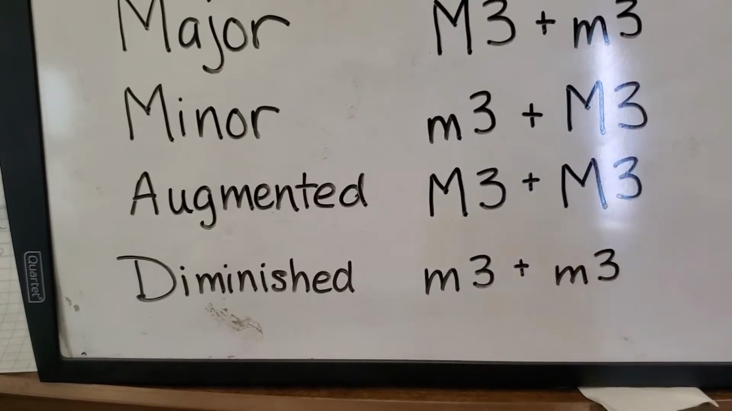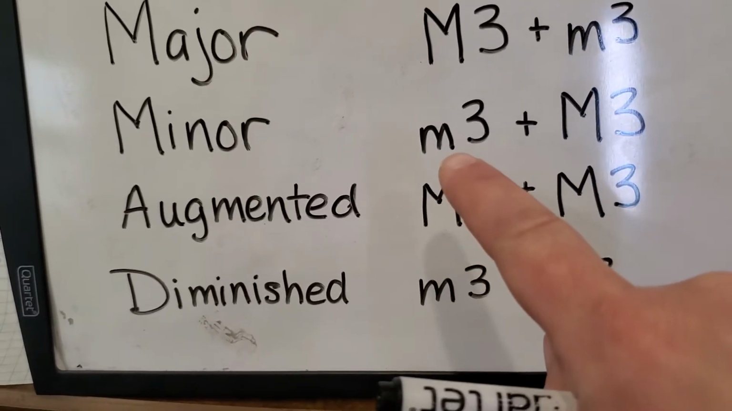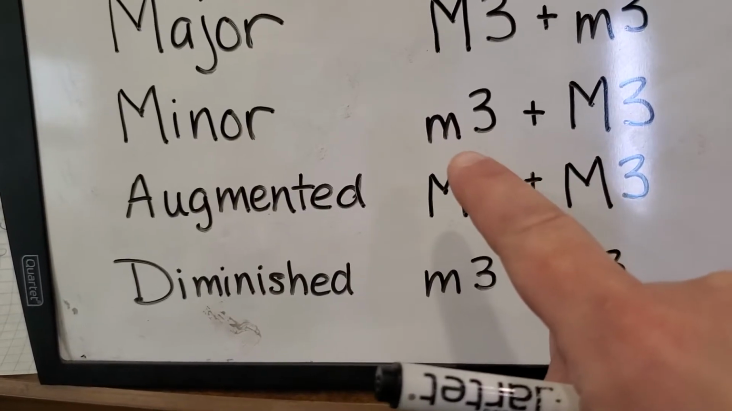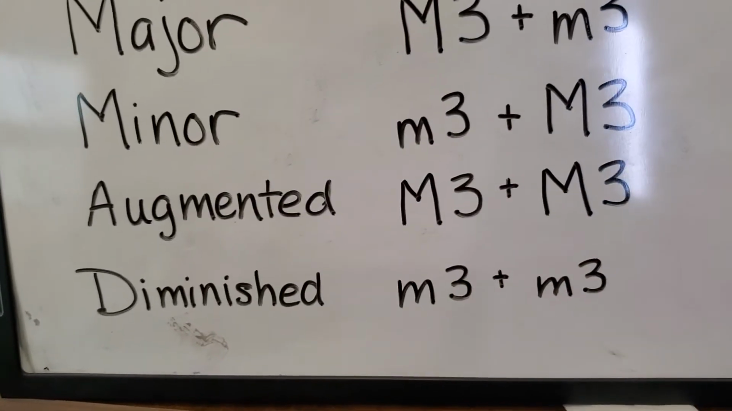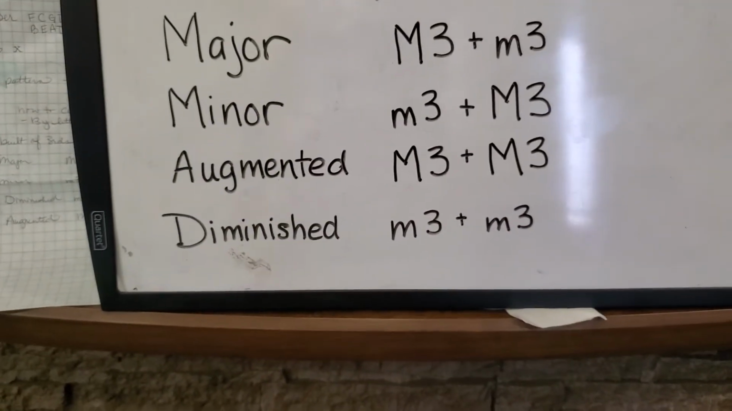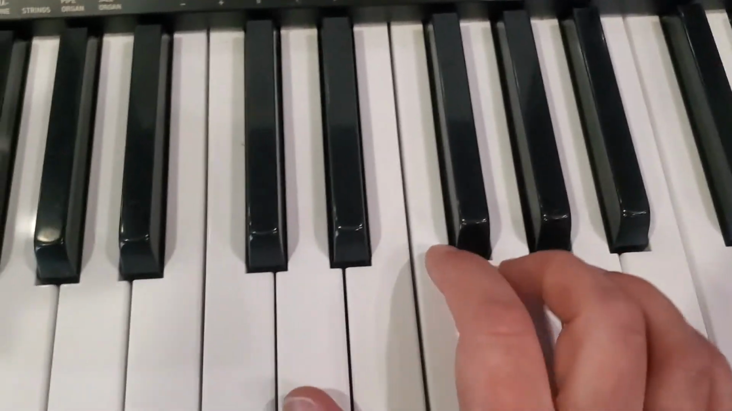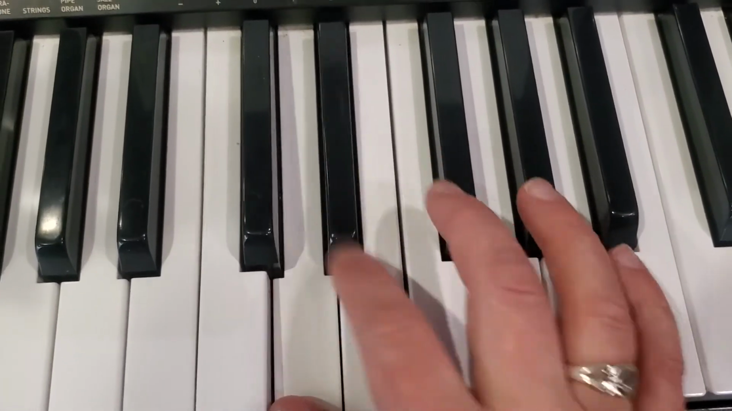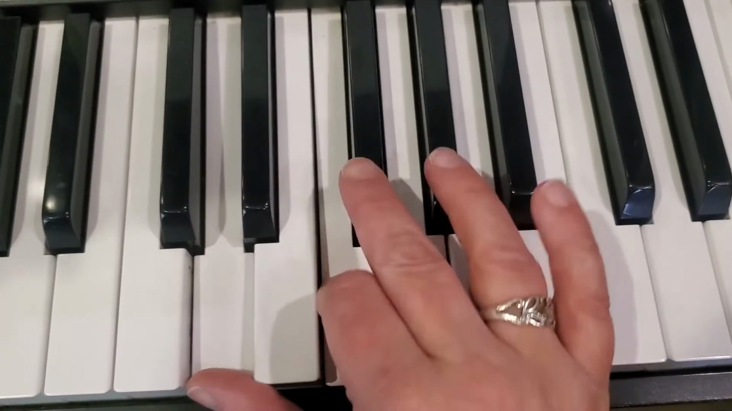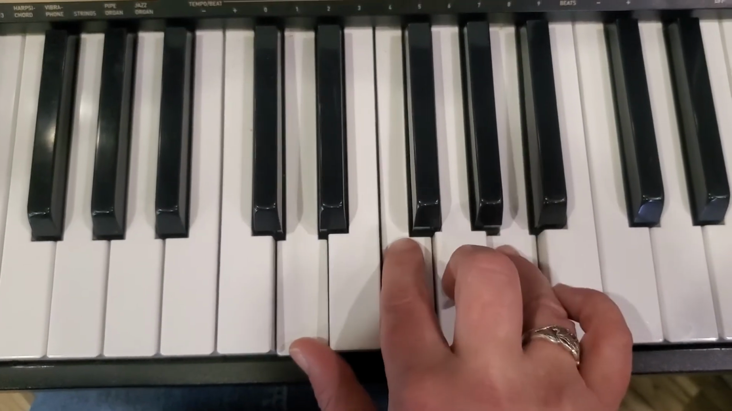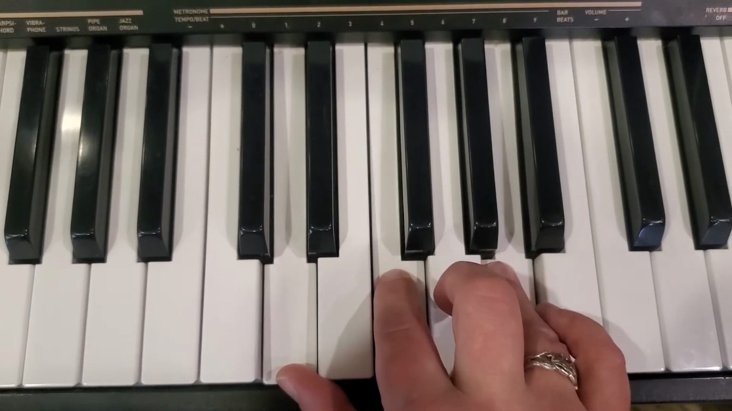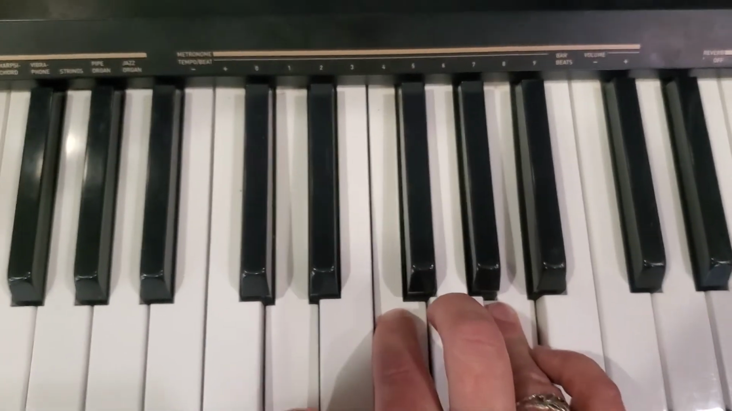If I have a minor chord, my minor third is going to be on the bottom, and then I'm going to put the major third on the top. So minor third on the bottom, major third on the top is a minor chord. We're going to come up here and do this. Here are my 3 half steps. Do you hear the difference in that? This is a minor chord. Hear that sound and learn to recognize that sound.